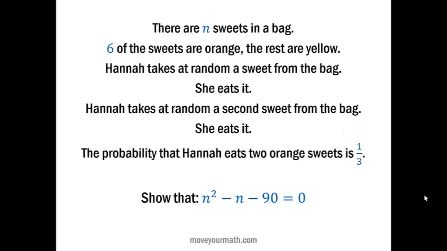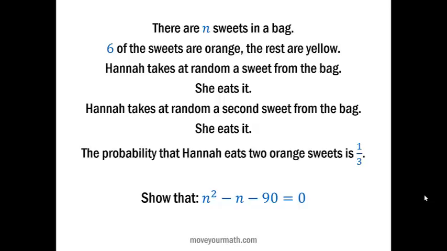What this question does is, instead of telling you how many sweets there are in the bag, how many of them are orange, and then asking you to find the probability that Hannah eats 2 orange sweets, it throws a curveball in. It tells you that there are n sweets, 6 of them are orange. It tells you the probability that Hannah eats 2 orange sweets, and then it asks you to prove something about n based on what it's told you.